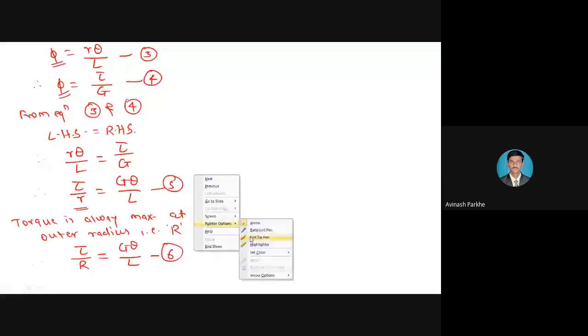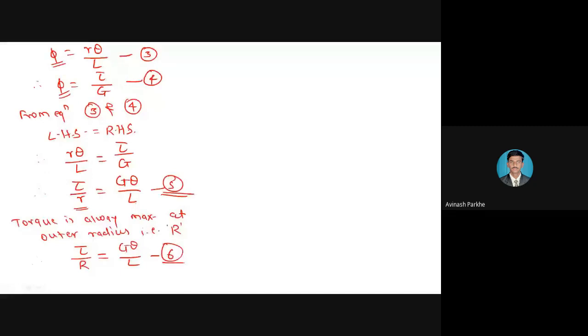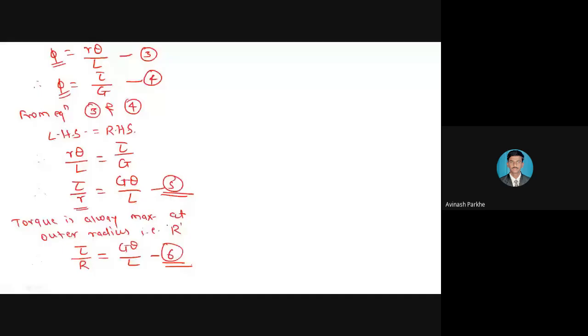Okay, so we have derived equation number 5, whatever I have written here, and equation number 6. So tau upon R is equal to G theta by L. That means one term we have derived. That one term, tau upon R is equal to G theta by L, we have derived.